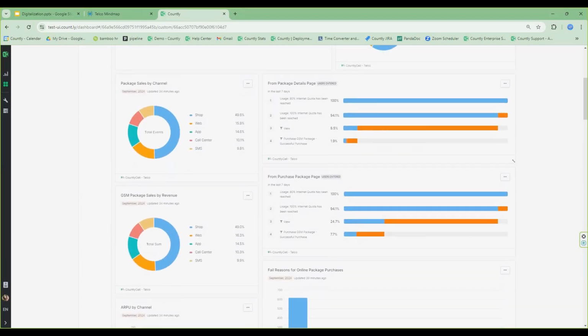Also, looking at the funnels, remember I told you that in my fictional telco company, they had two places that they could purchase from.